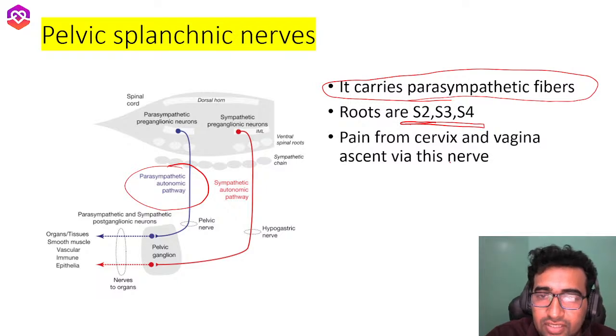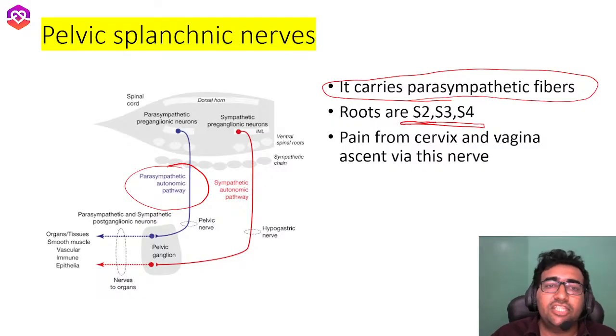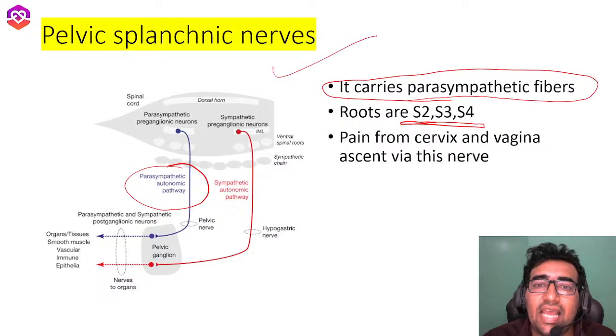Okay. So that's all about the sympathetic and parasympathetic. Who supplies the sympathetic fibers? It's actually from the superior hypogastric plexus. And who carries the parasympathetic fibers? It's by the pelvic splanchnic nerves.